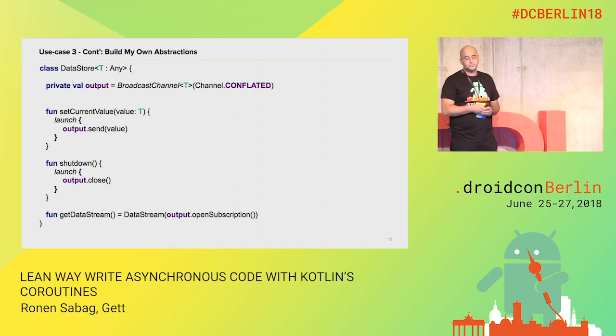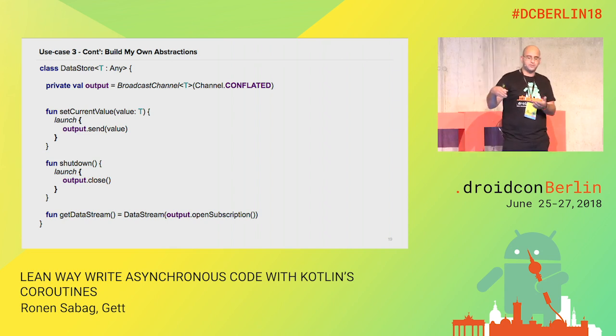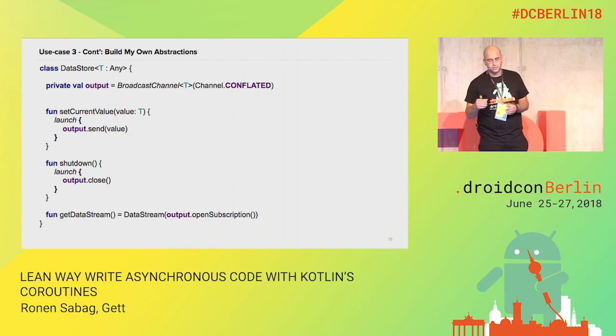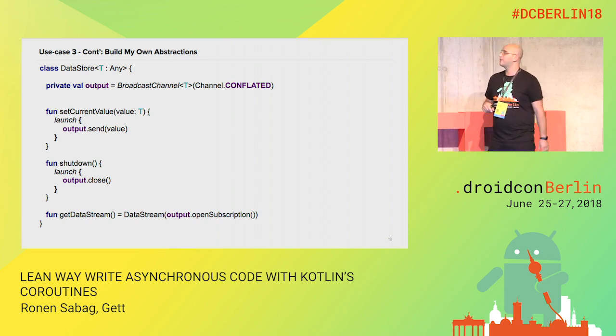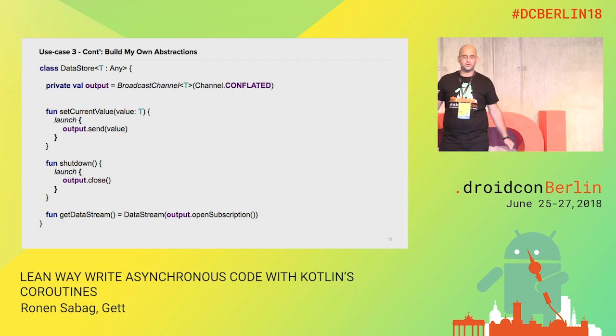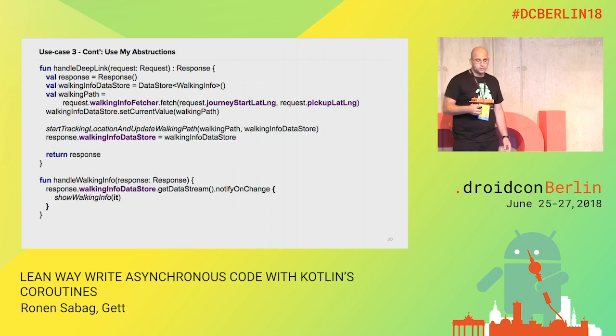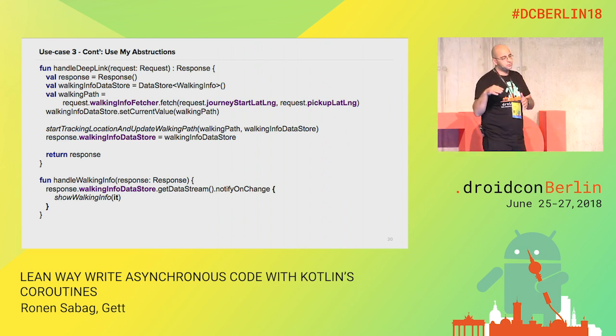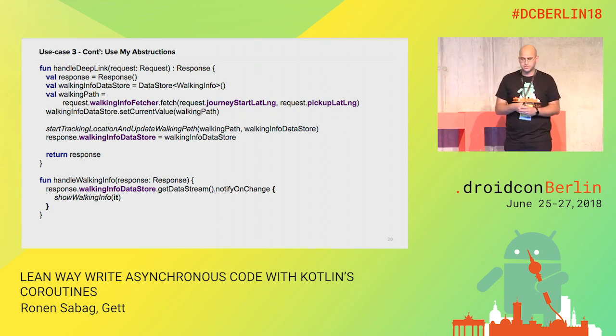And data store hides the broadcast channel for me. There is a set current value, which does everything that we need to do with the launch and shutdown. And at the bottom, we have get data stream, which returns the data stream from the previous slide. And with that, my code in handle deep link looks a bit nicer because I don't have to put the launch there.